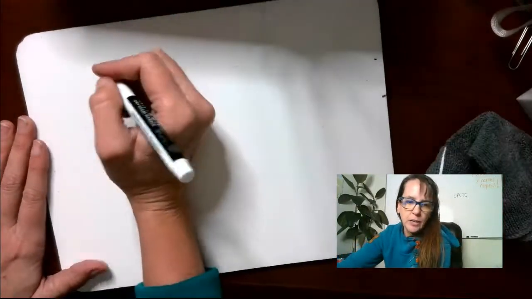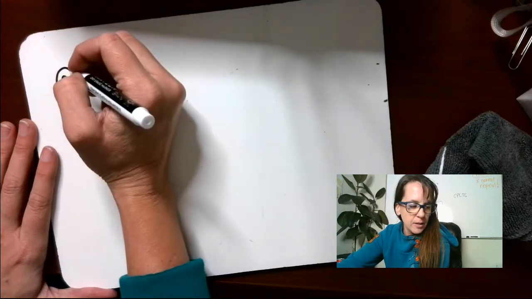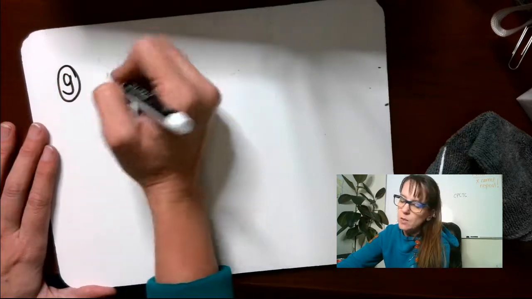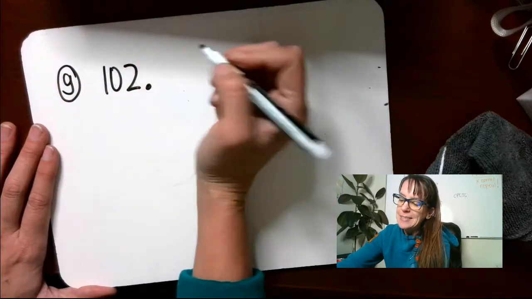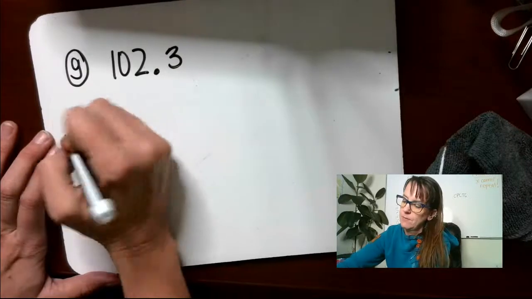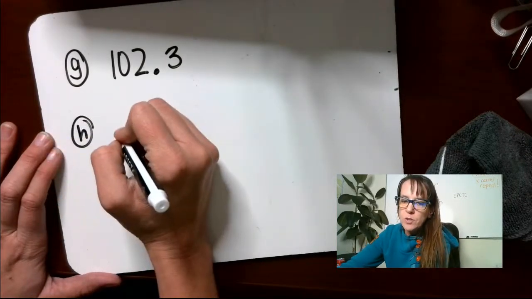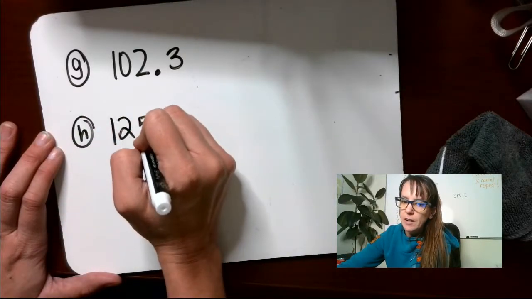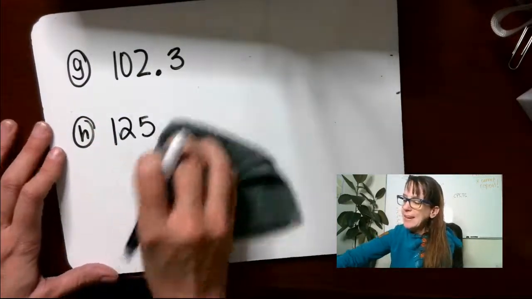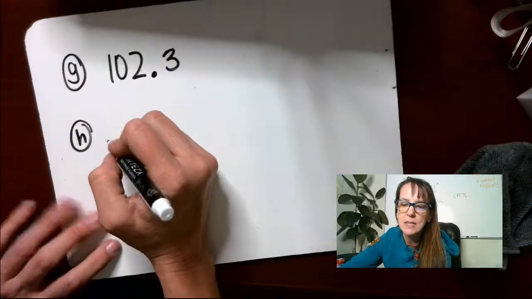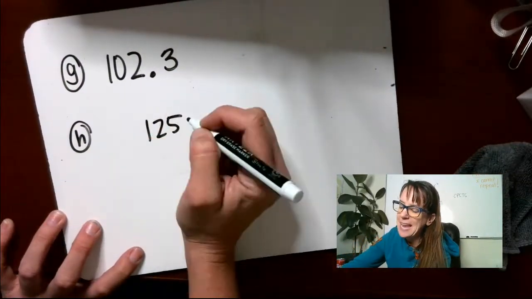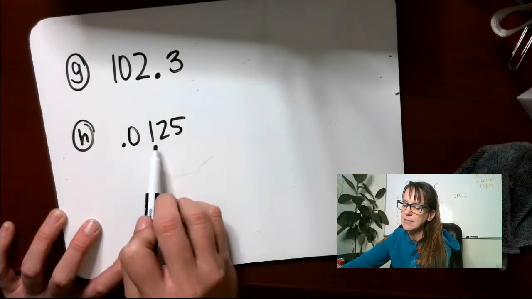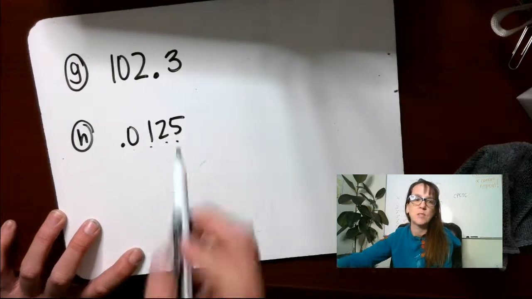So G, use digits to write each decimal number. 102 and 3 tenths. H, 125 10 thousandths. There's no and in here. So 125 10 thousandths. Well, let's just double check here. If I put it there, that's tens, hundreds, thousands, 10 thousandths. Bam, I did this right.